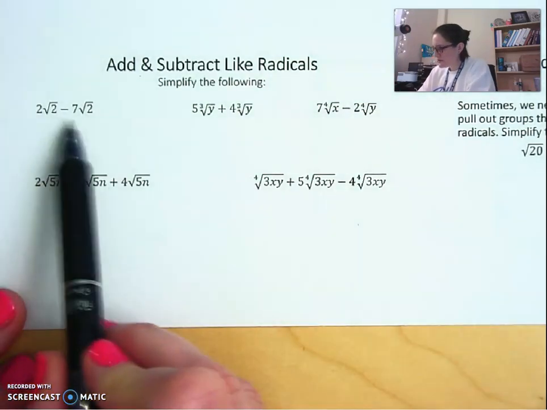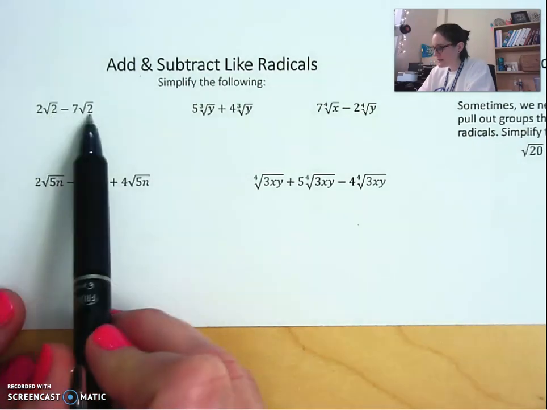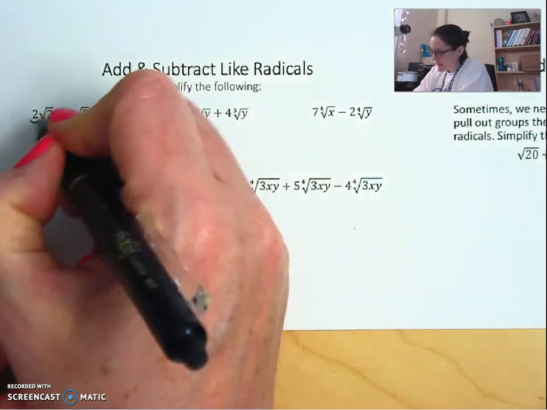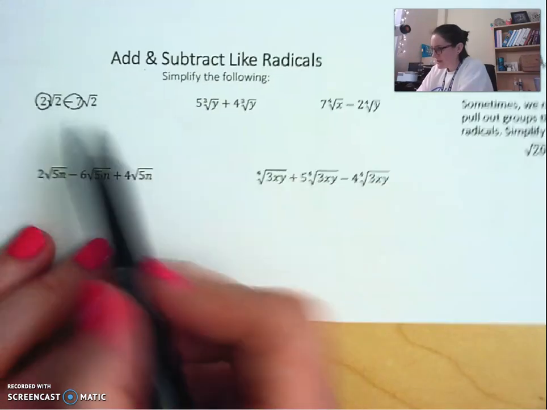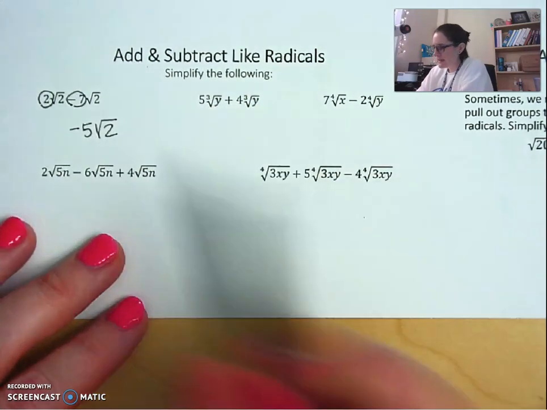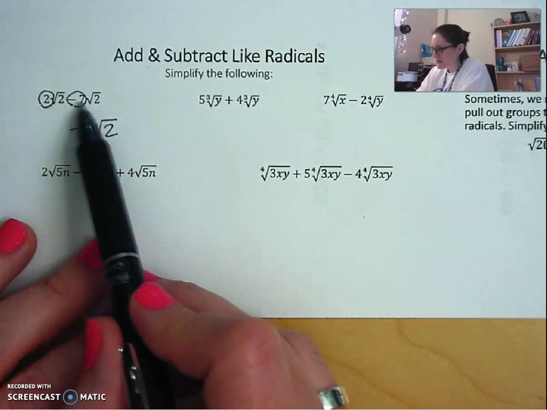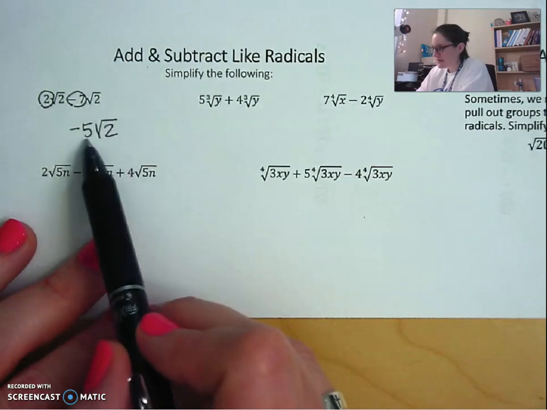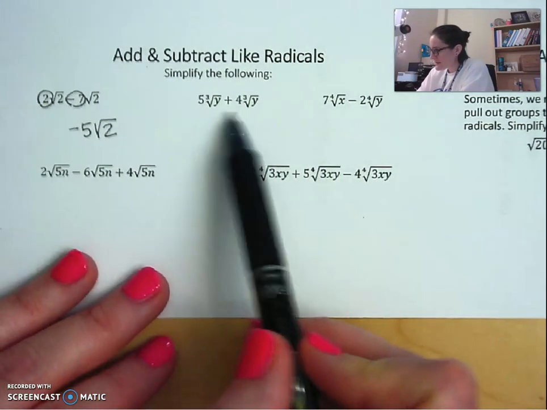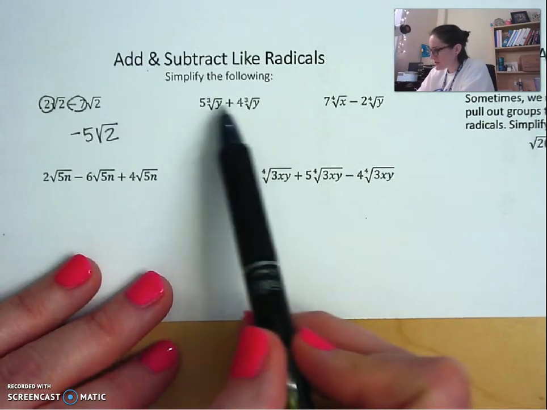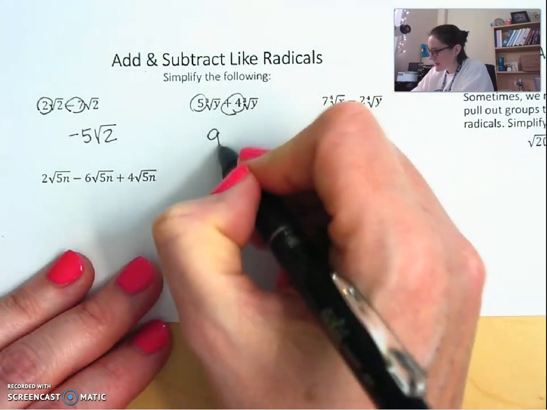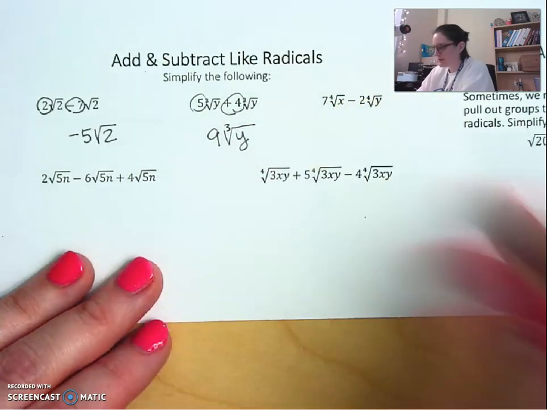We're just looking for like radicals, and if they are, then we will do the math on their coefficients. So for this first one, it is true that the radicands match and the roots match. So we can simplify this doing the math only on the coefficients. So 2 minus 7 is negative 5 square roots of 2. Because what you're saying is I have 2 radical 2's and I'm subtracting 7 radical 2's. So I have negative 5 radical 2's altogether.